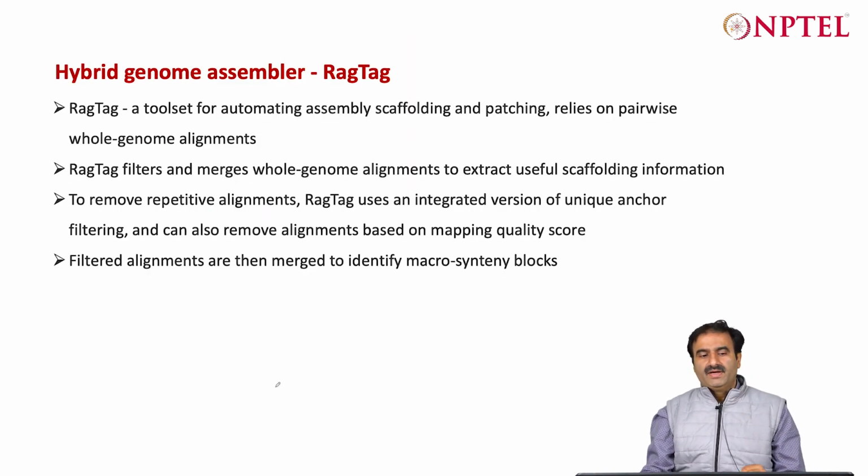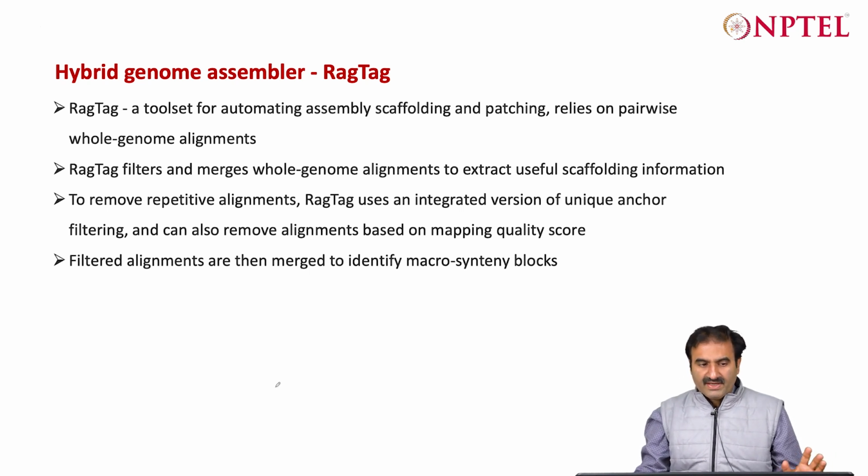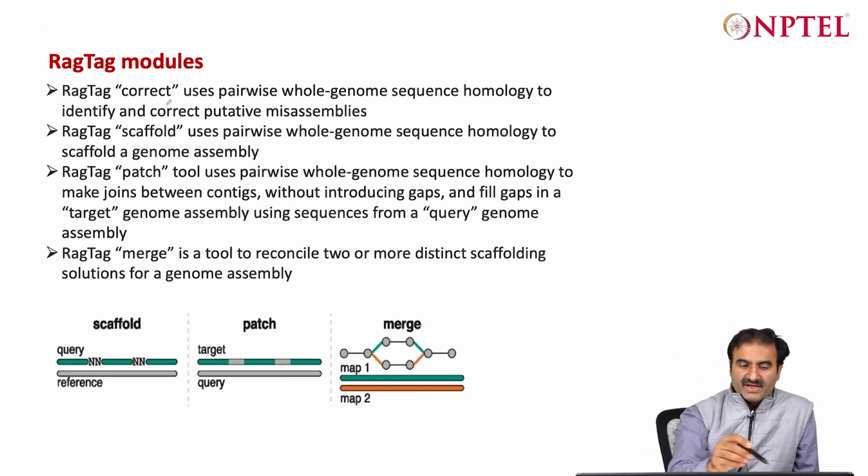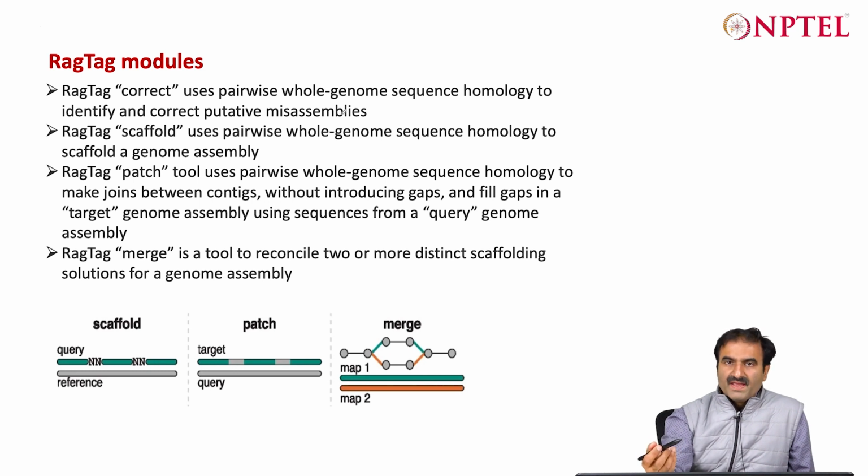Now another hybrid genome assembler tool is RagTag, which also merges the assemblies, but it has some different steps. The idea is again to merge the long read and short read information or assemblies together into a consensus sequence by including regions from either of the assemblies. It does three things: scaffolding, patching and merging. In the scaffolding you can see, and one more thing is correcting. That means there could be some misassemblies and it would like to correct them.